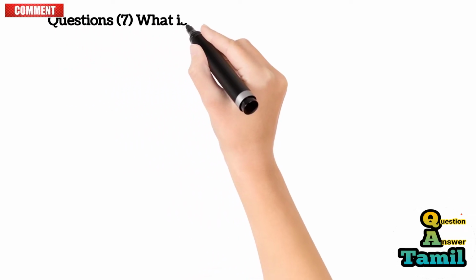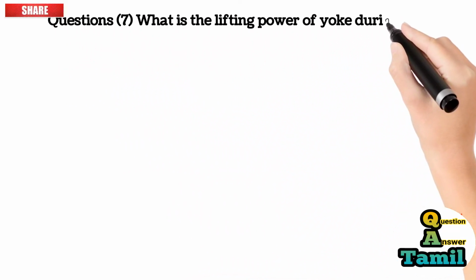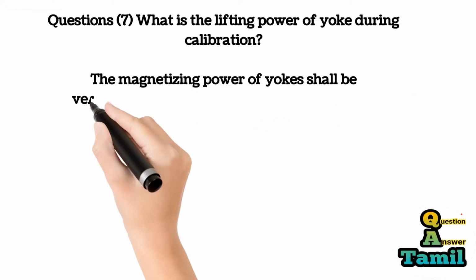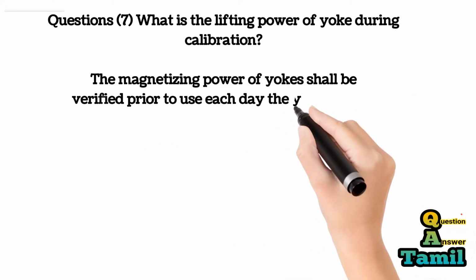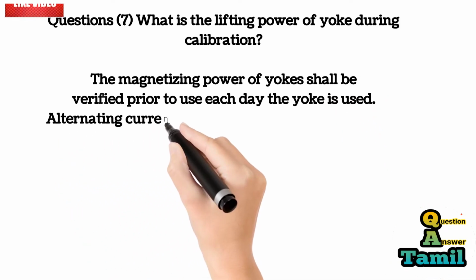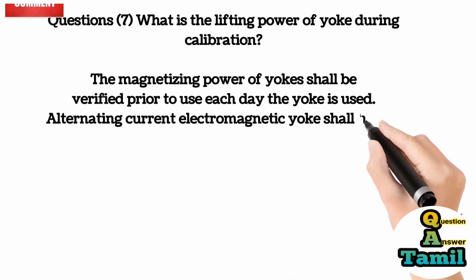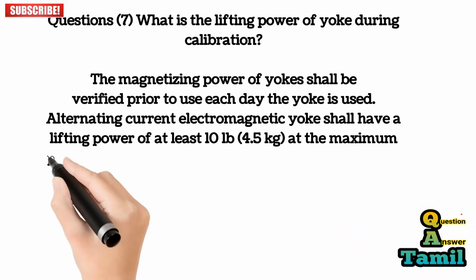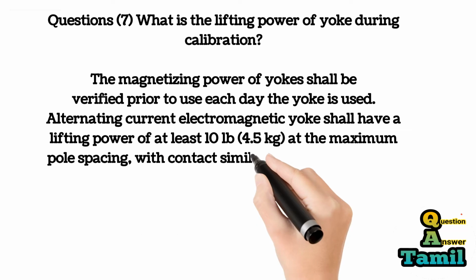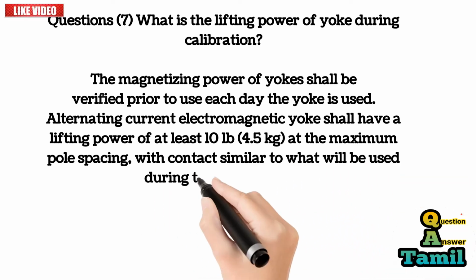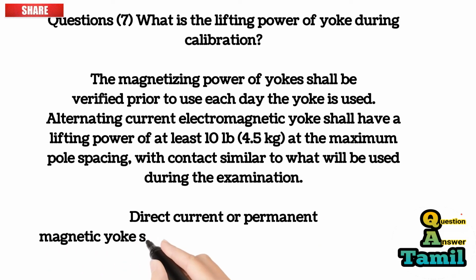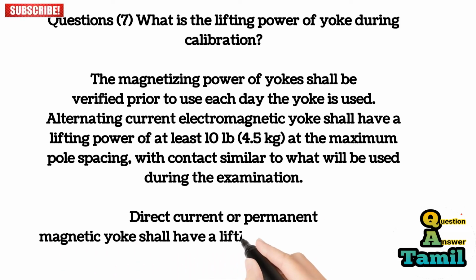Question 7. What is the lifting power of yoke during calibration? The magnetizing power of yokes shall be verified prior to use each day the yoke is used. Alternating current electromagnetic yoke shall have a lifting power of at least 10 pounds, 4.5 kilograms, at the maximum pole spacing, with contact similar to what will be used during the examination. Direct current or permanent magnetic yoke shall have a lifting power of at least 40 pounds, 18 kilograms, at the maximum pole spacing.